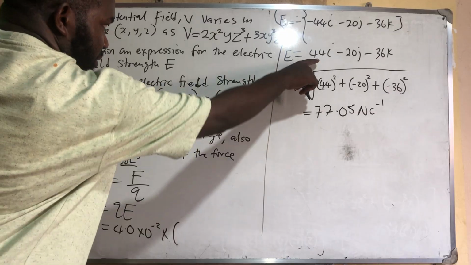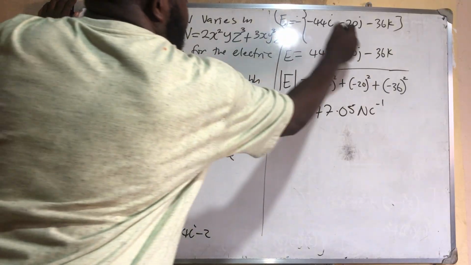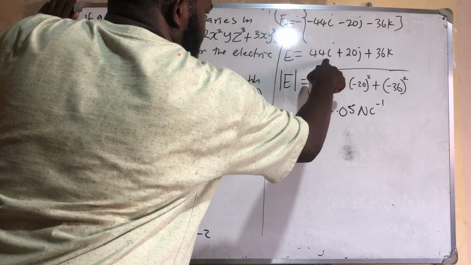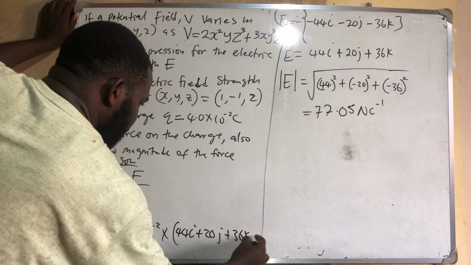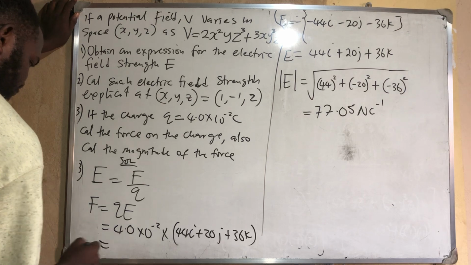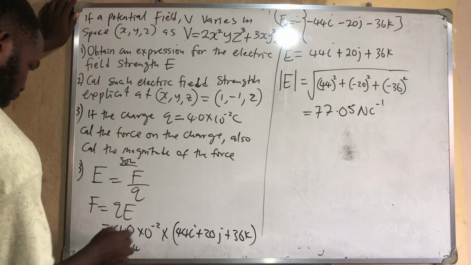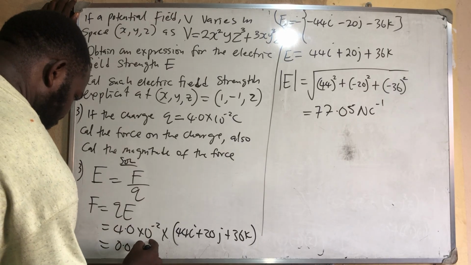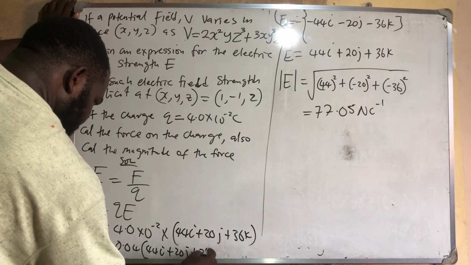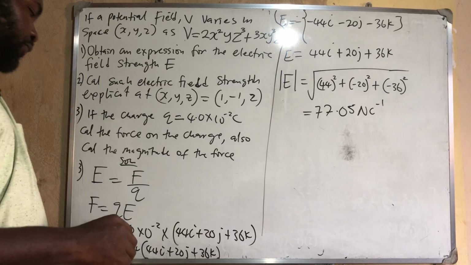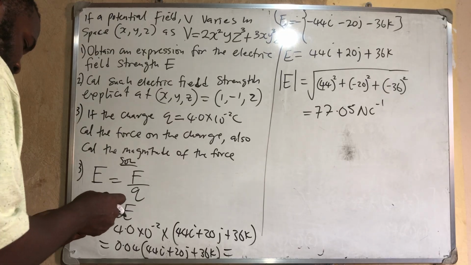This one is 44i minus, is it minus? Sorry, minus times this is plus. So plus 20j plus 36k. Alright. So this is the same as 0.04 times all of these, times 44i plus 20j plus 36k. So you can clear the bracket. If I clear the bracket, I'll be having 44 times 0.04.